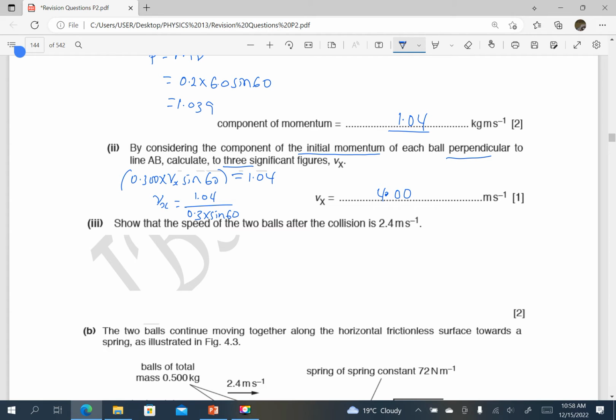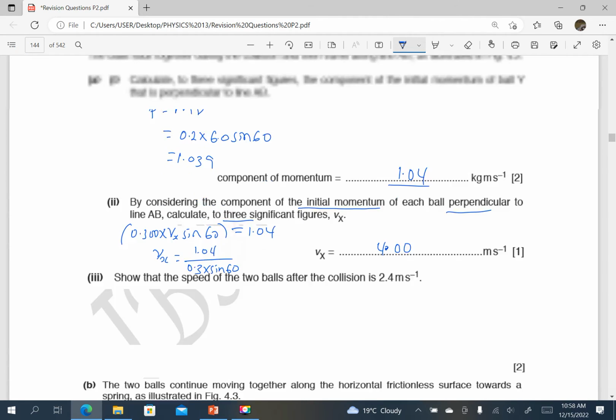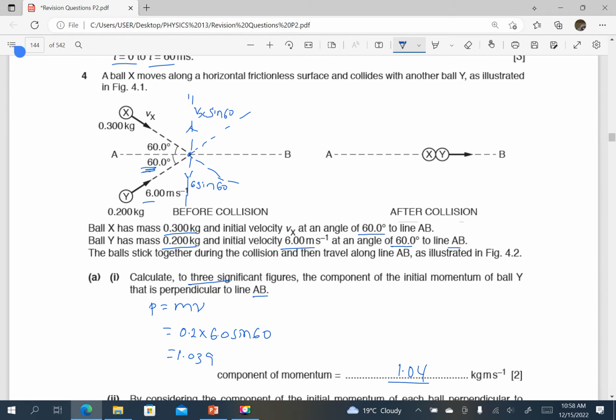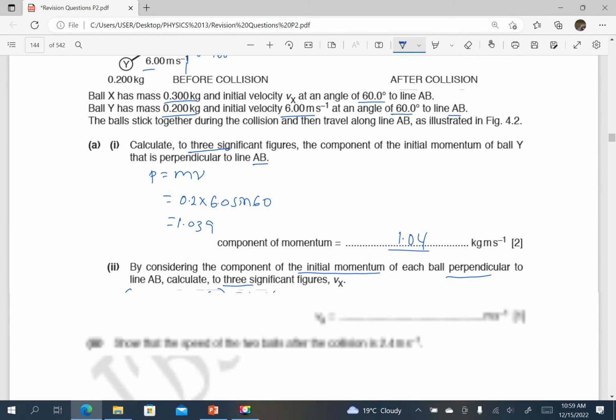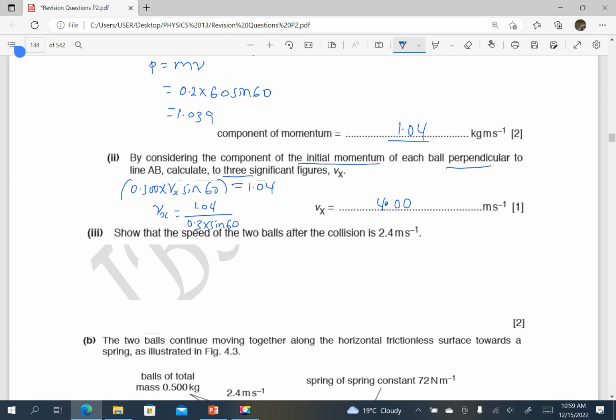Show that the speed of the two balls after the collision is 2.4. Of course, after the collision, they're moving in the horizontal plane. I'll only consider momentum in the horizontal. When I resolve Vx in the horizontal, it is Vx cos 60, and resolving 6 to the horizontal is 6 cos 60, and those will point in the same direction, that is to the right. And after collision, they are also moving to the right. So I will just conserve momentum in the horizontal plane.